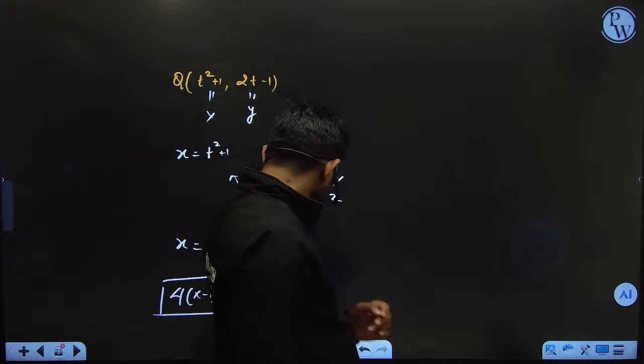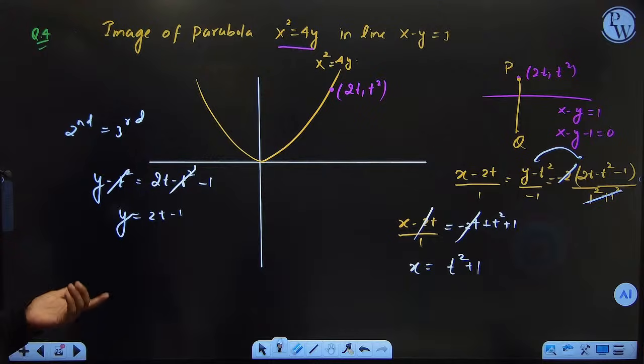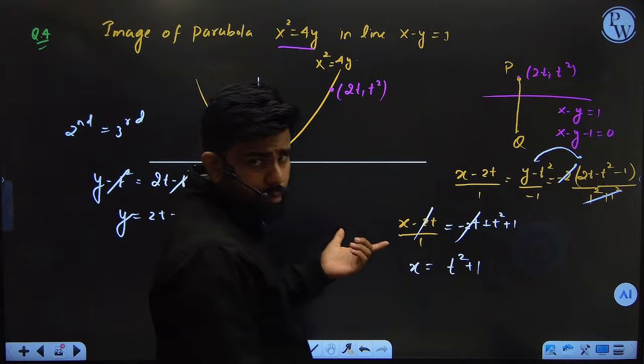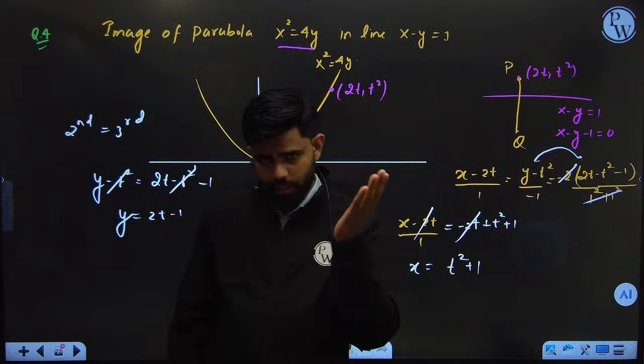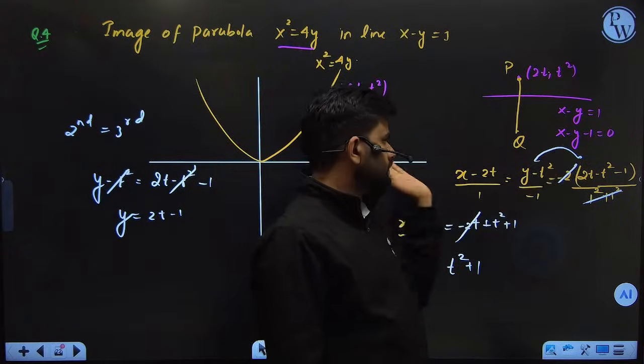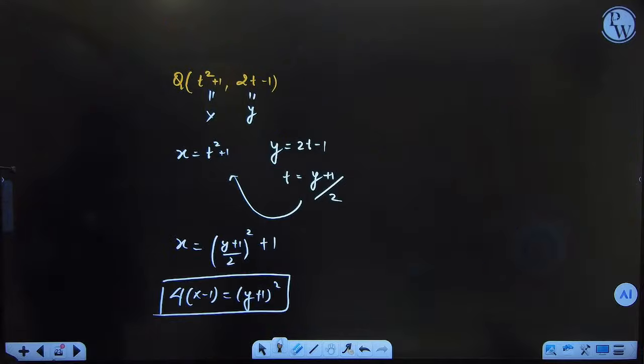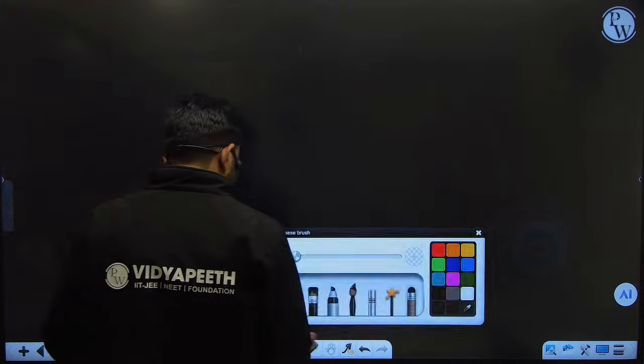So again, this is a standard question of image, in which you just need to take one parametric point and find the image of that parametric point in the given line. Figure again is not required. Fine. So we'll take the next question, that is question number 5.